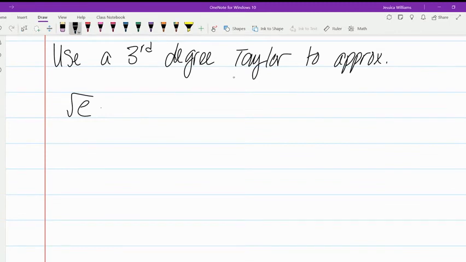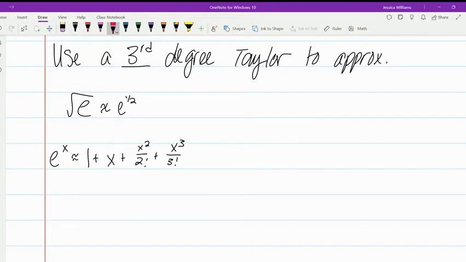Okay, let's think of this as e to the 1/2, and let's start building a polynomial. I have a polynomial in my brain for e to the x. I hope you do too, or it's getting there soon. It looks like this. One more. I'm stopping here because it wants third degree, so I'm stopping at third degree.